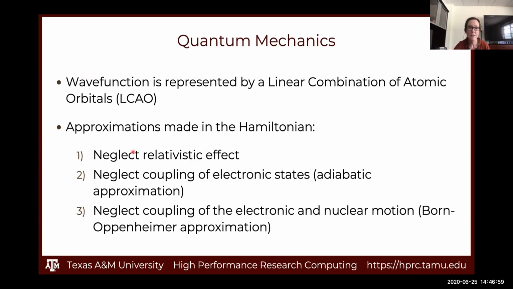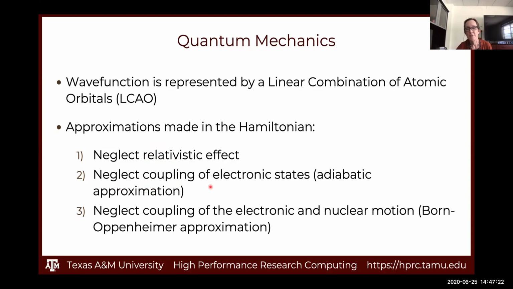Approximations made in the Hamiltonian. The Hamiltonian generally neglects relativistic effects unless you do a specific type of calculation. We include these relativistic effects using an ECP, an effective core potential, instead of explicit electrons for the core electrons of very heavy elements, which was developed with a relativistic Hamiltonian.